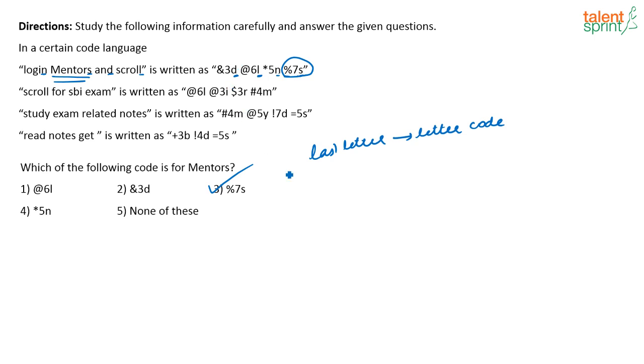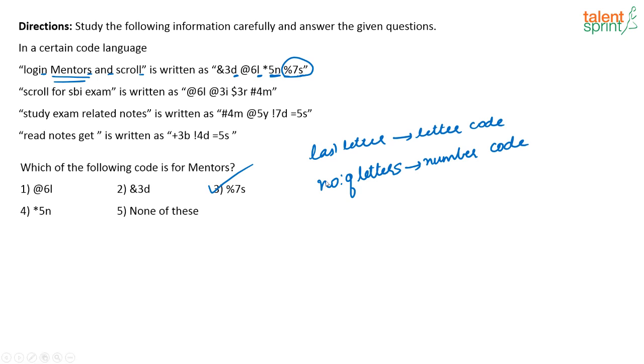Now what is the number coding here? What is the number code? How has the number code been arrived at? See, how many letters are there in a word? Here if you see login, 1, 2, 3, 4, 5. 5 letters are there. So you have 5. Correct? Mentors, 7 letters are there. So you have 7. Right? So the number of letters in a word represents the number coding.